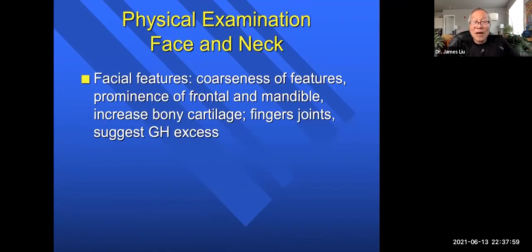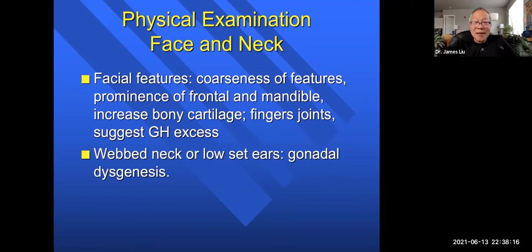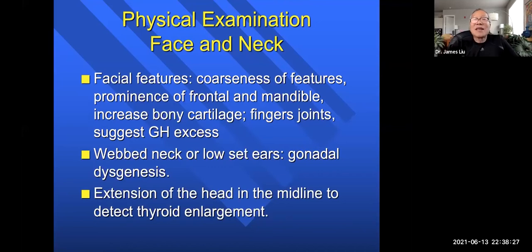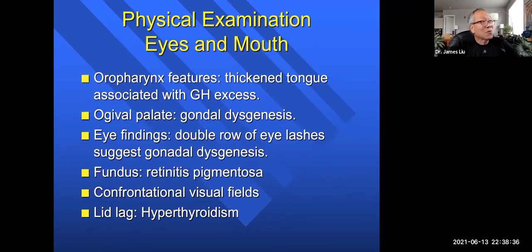Other features that you may want to look at are coarseness of the frontal bone and the mandible. A more square mandible in a female might be worrisome. Increase in the bony cartilage and joints, and obviously in gonadal dysgenesis, low set ears or web neck, as we saw in that individual. I oftentimes will ask individuals to tilt their head up when I'm examining them to take a look at the thyroid. So that helps with looking at the thyroid gland as they swallow.